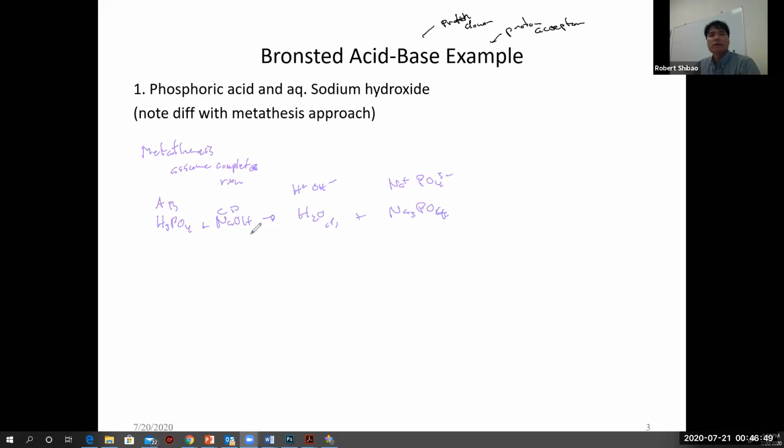Then we look for driving force. Yeah, there is a driving force here because we're going from a stronger acid to a weaker acid, in this case, water. Also, stronger base, sodium hydroxide, to weaker base, sodium phosphate. Phosphate's a weaker base here, but you just need one. So there's driving force for this, and therefore let's balance it. So we'll need 3 sodium hydroxides to make 3 waters and 1 sodium phosphate.